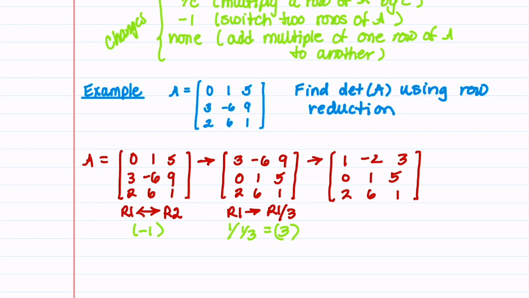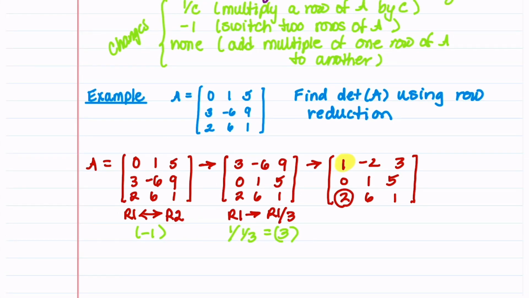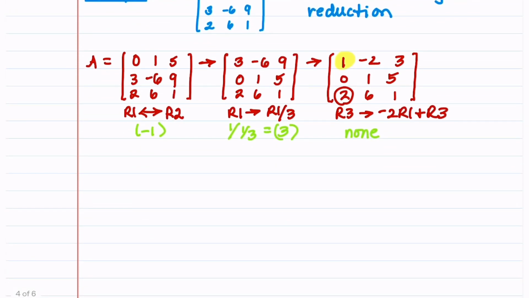Now we're going to work off of this pivot, and we need to make this entry a 0. We'll take row 3 and replace it with -2 row 1 plus row 3. The change for that operation is going to be none, because we're adding a multiple of one row to another row. This gives us the following matrix. 0, and then 4 plus 6 is 10, and -6 plus 1 gives us a -5.